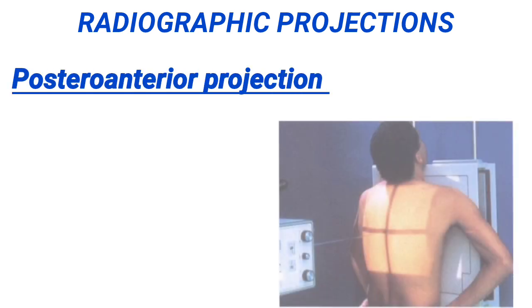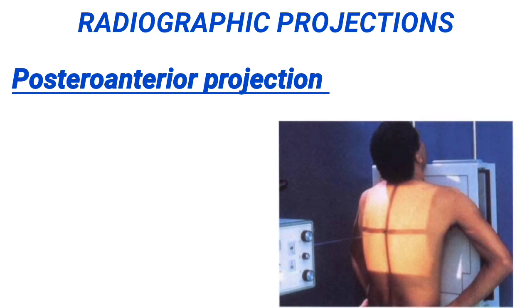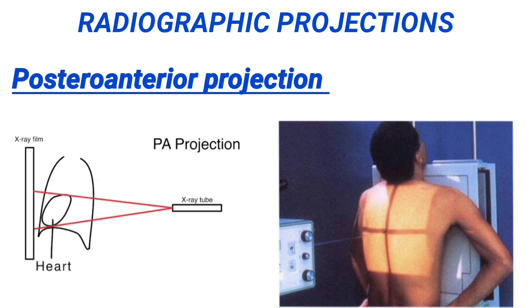So let's get started. The posterior-anterior projection, which is PA projection, refers to when the central ray passes through the posterior part of the body and then exits the body through the anterior part. An example of this is an erect chest X-ray. The central ray passes through the posterior part of the body and exits through the anterior part, hitting the image receptor and therefore producing a radiograph of the chest.